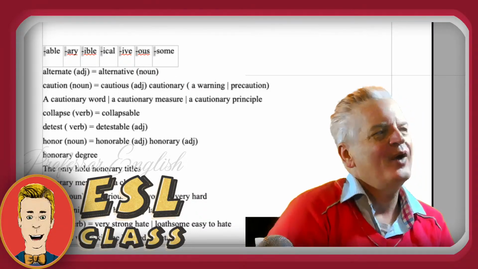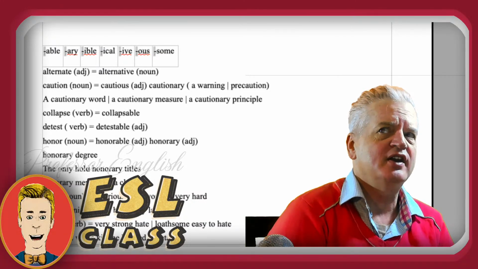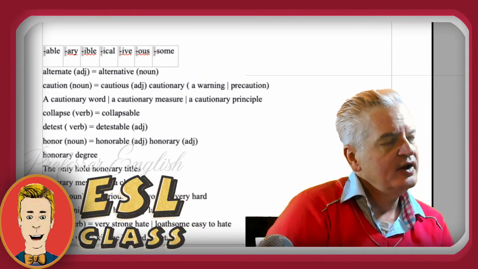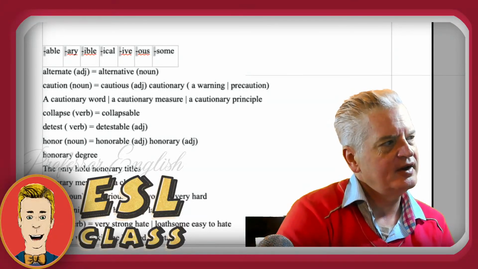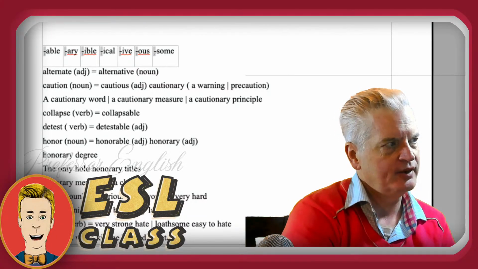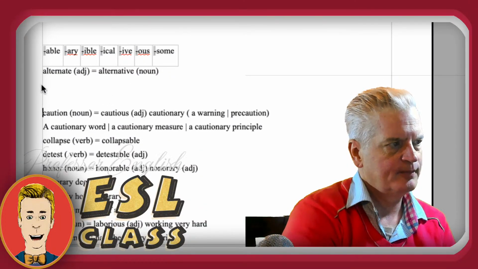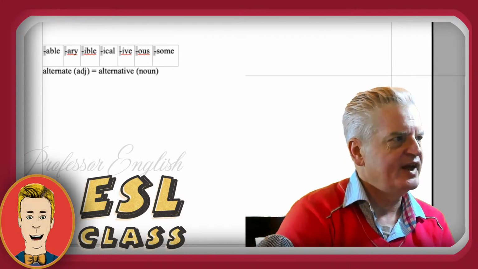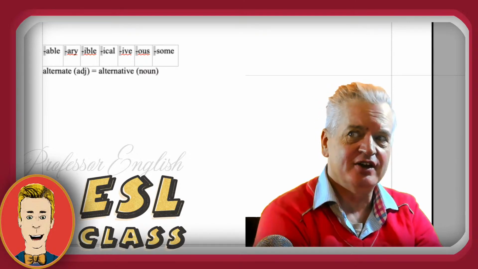Okay. And what we were doing is taking words and seeing what kind of endings, what kind of suffix, we could put at the end of a word. So, for example, we have this word, alternate. Actually, I don't want to show you the answers, so let me rearrange this so that you can't see them. We already have the answer for the first one. We have alternate, which is an adjective.